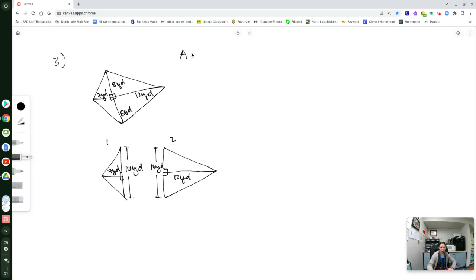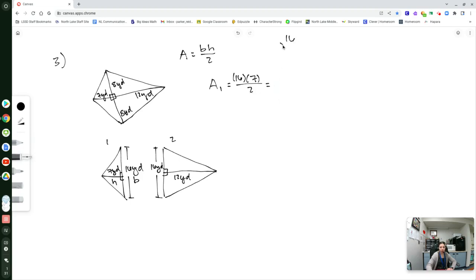Let's remember the area of a triangle is base times height divided by 2. So let's start with the area of triangle number 1. What are its base and height? A right angle is always right because it shows the base and height. The sides forming the right angle, 16 yards and 7 yards, are the base and height. So we're going to do base 16 times height 7 divided by 2.